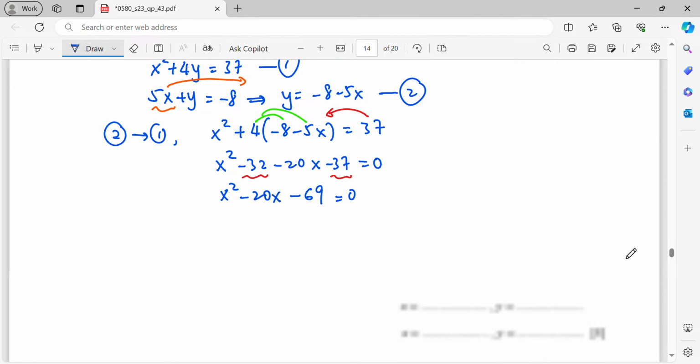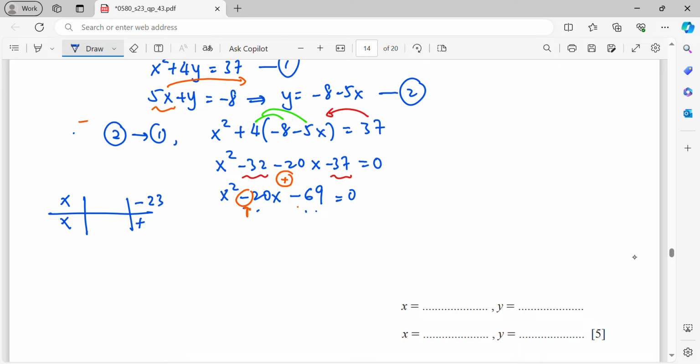Now this quadratic equation can be factorized into two linear factors. So here will be x times x to get x squared. For the 69, look at here, this is minus. We need to times with plus to get a minus. So one minus, one plus for the third column. Now, 69 you can write as 23 times 3. But in order to get negative 20x here, I must write negative 23 and then plus 3, because I need to get negative 20x later on.